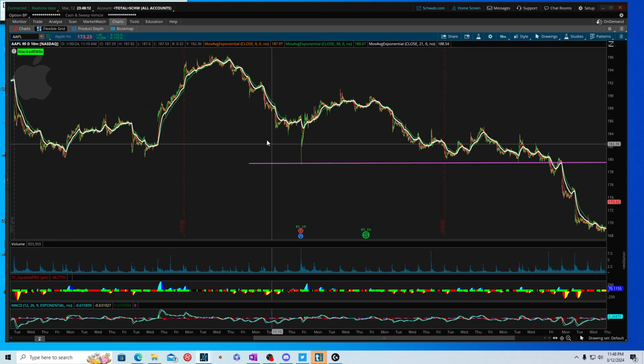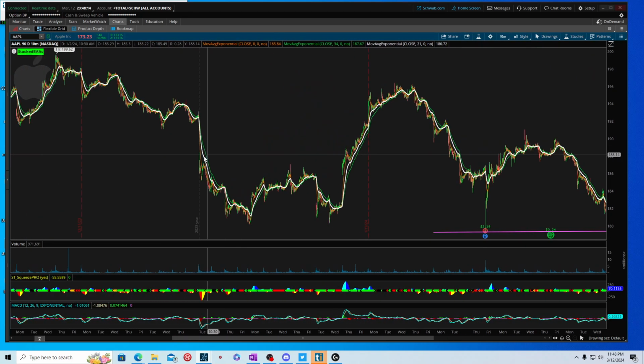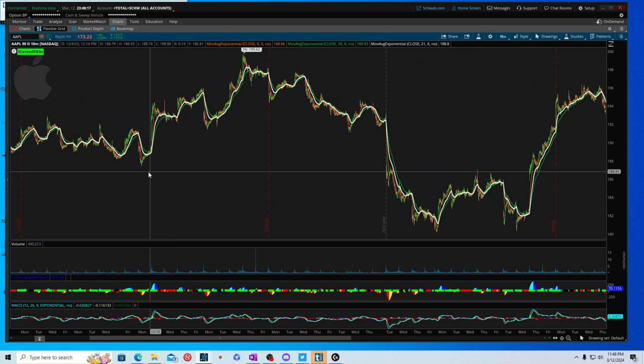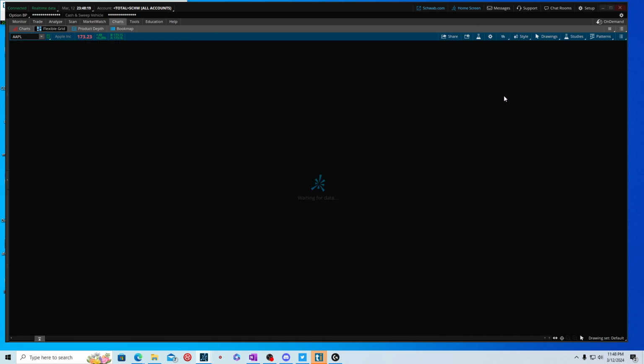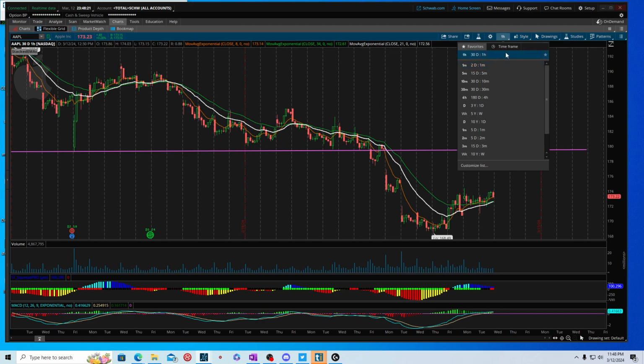Where is that? We broke that. That's probably pretty far back, but we can look on the hourly chart too. Maybe it's way back there. I think I was going super far back.